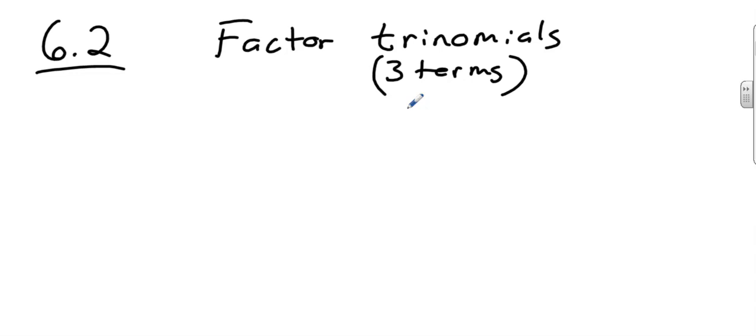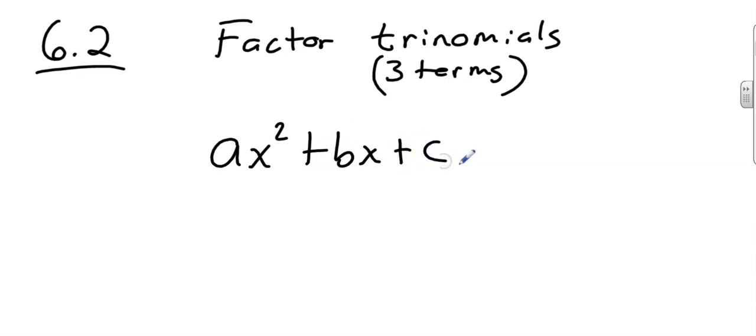And once you get past 3, if it's got 4 or 5 or 6 terms, they just call it a polynomial, because there's a lot of different terms in it. And when they talk about trinomials, the basic shape of all the trinomials that they'll get to is this: ax squared plus bx plus c.